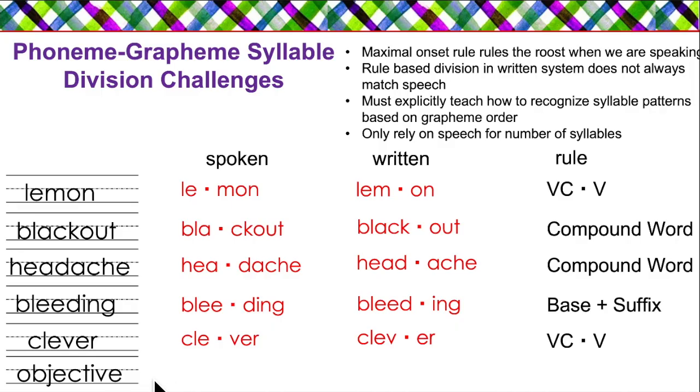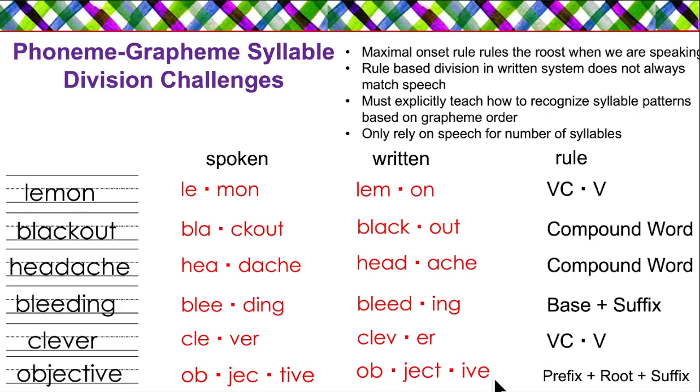Objective, what do you think that one would be? Objective. And then the written form would be prefixes and suffixes. Good. You have a prefix, a root, and a suffix. Okay, so some of you guys might be wondering, why do we care? Well, really, it's using the right tool to help students have easier access to the task at hand.